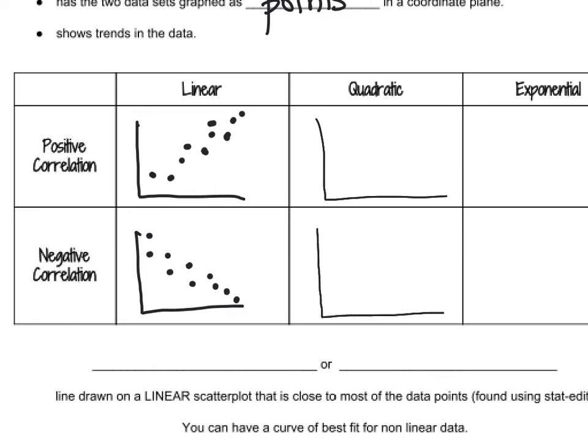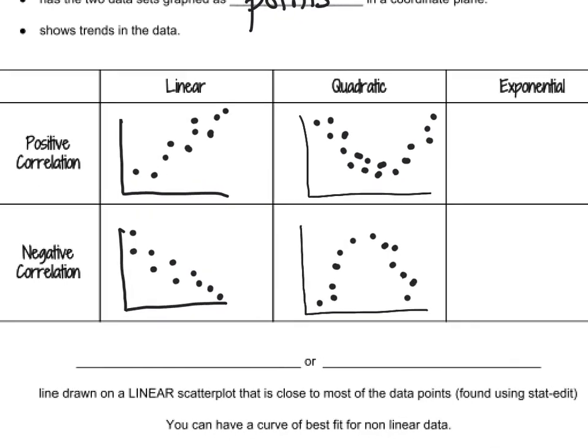That is a possibility. So when you have a positive quadratic correlation, that just means that your scatter plots form a parabola, and that parabola is opening up. Negative correlation is going to be the same idea, except they're going to form a parabola that's opening down. So these are just examples of what those correlations might look like.